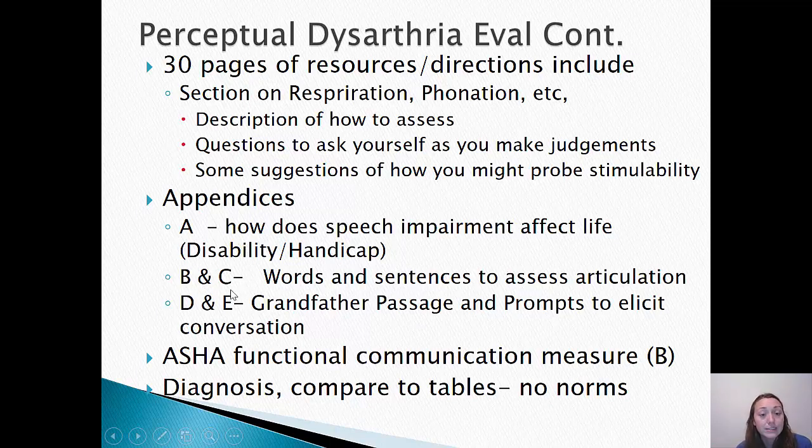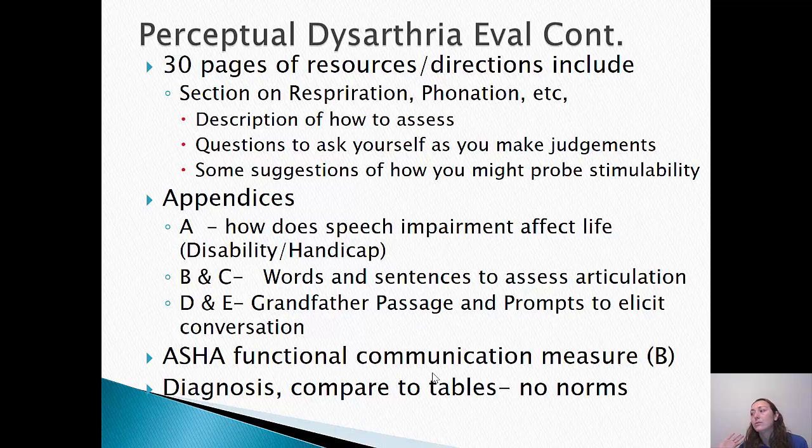These are the different appendices in the back. It gives you the prompt for the Grandfather Passage if you want to use that, and prompts to elicit conversation. And then it goes through ASHA's Functional Communication Measures. ASHA, for each domain area, peds and adults, has a 7-point scale from intact to severe for every domain area. For dysphagia, voice, swallowing, it's the same thing.